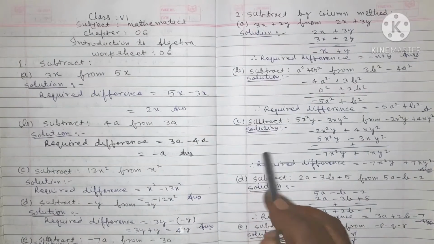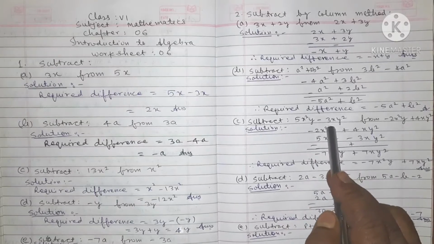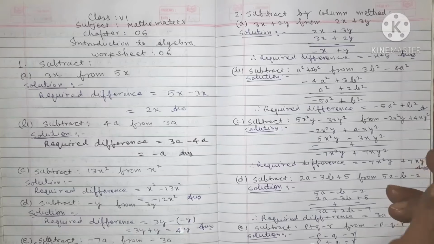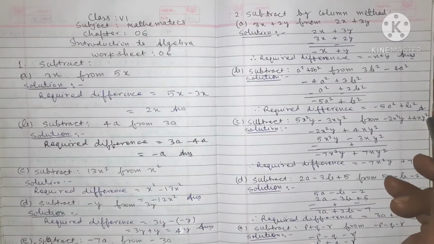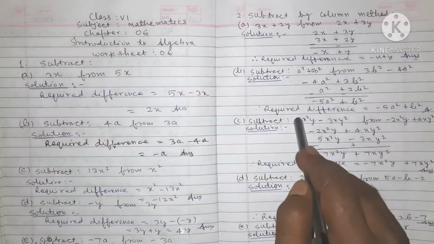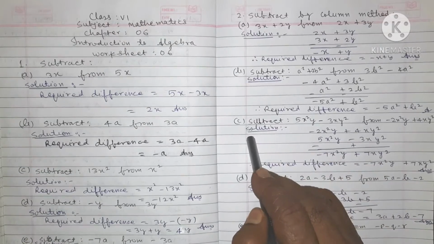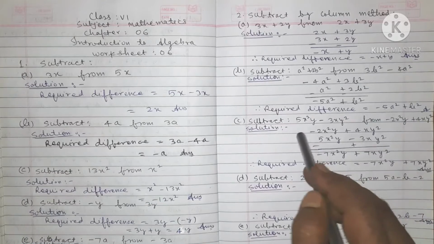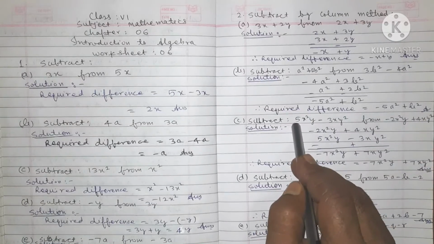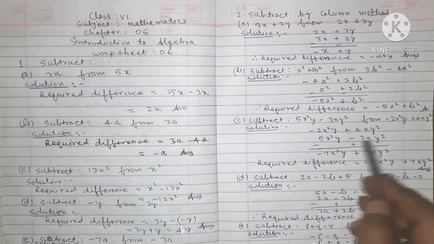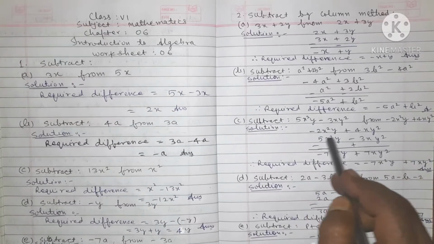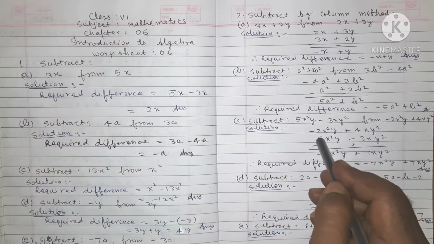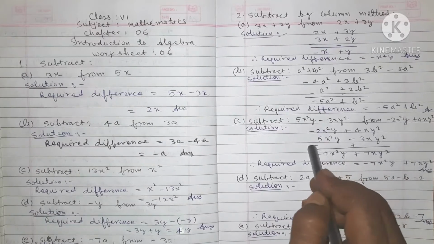Now question number C. Subtract 5x square y minus 3xy square from minus 2x square y plus 4xy square. After from, we write in the first line. Before from, we write in the second line. So for the solution of this question, we write minus 2x square y plus 4xy square in the first line and 5x square y minus 3xy square in the second line. Now we change the sign of second line. It has minus, so we write plus, and 5x square y has plus sign, we write minus.